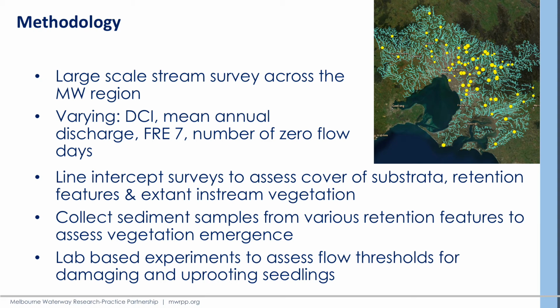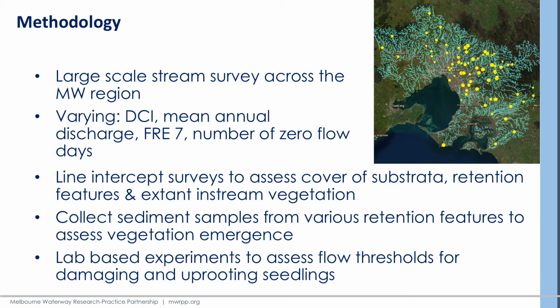We'll use a line intercept survey, which will record the linear distance of substrata, retention features, so things like boulders, logs, or emergent vegetation, retained vegetative fragments or other CPOM, and also the retention feature nearest to any standing vegetation. In addition to this, we'll also collect sediments for a seedling emergence trial, and to measure sediment particle size and organic matter content.